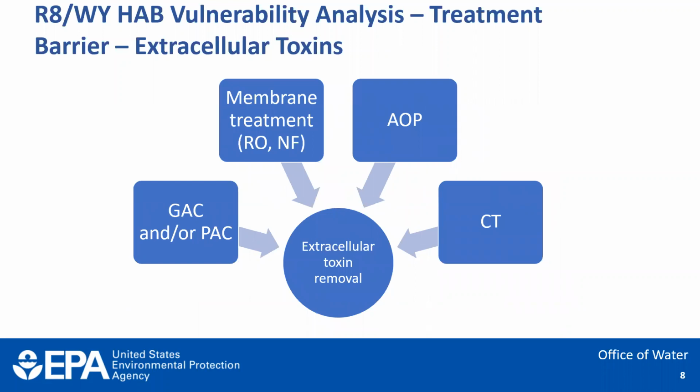And then moving to extracellular toxins. So these are some of the factors we thought would play into a plant's ability to treat extracellular toxins that come through that conventional process. Does the plant have activated carbon, whether it's granular or powder? Do they have membrane treatment that can filter the toxins? And research has shown really only nanofiltration and reverse osmosis have the ability to do that.